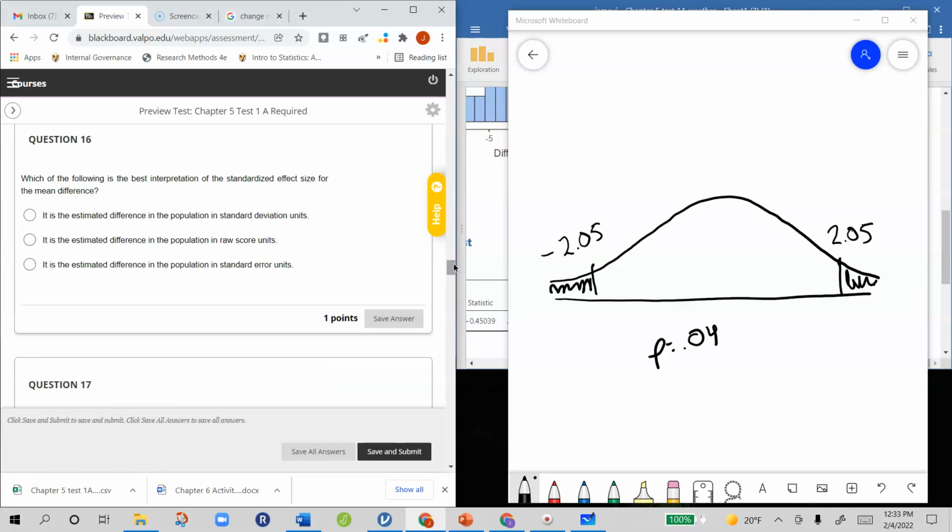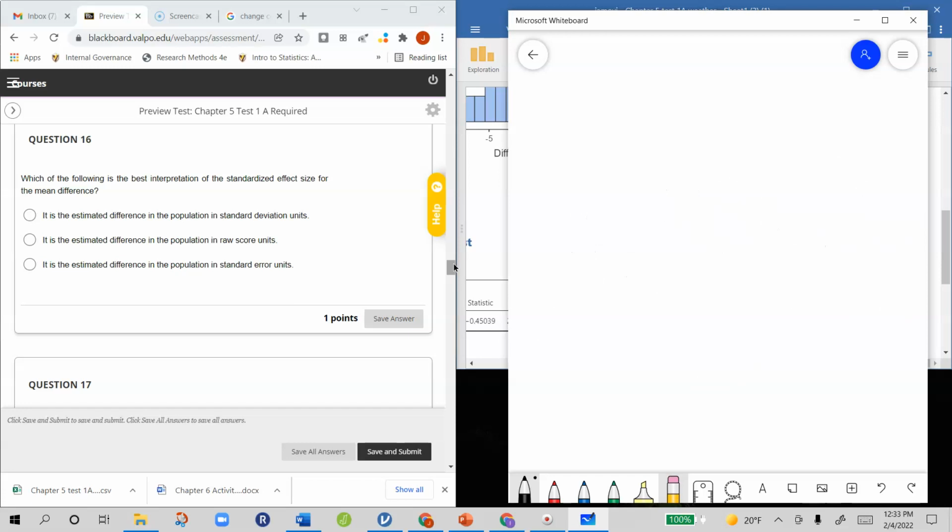All right, now if we're looking at a standardized effect size for a mean difference, the standardized effect size that we're working with is d. The way we compute it is we take the mean difference and divide by the standard deviation. What we're doing is taking that mean difference and dividing it by a standard deviation, which puts the mean difference into standard deviation units. So a d of 0.2 means that somebody is 0.2 standard deviations above the mean. A d of negative 0.8 means that this mean is 0.8 standard deviations below the mean.